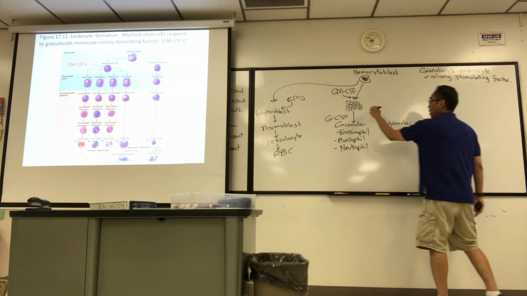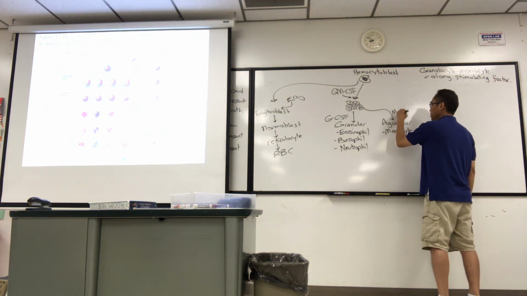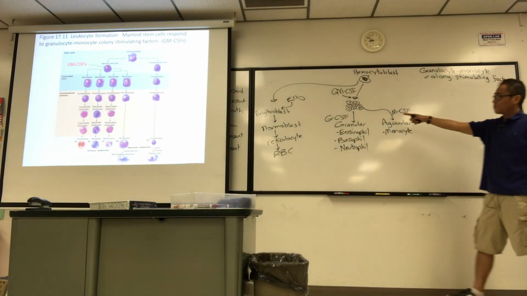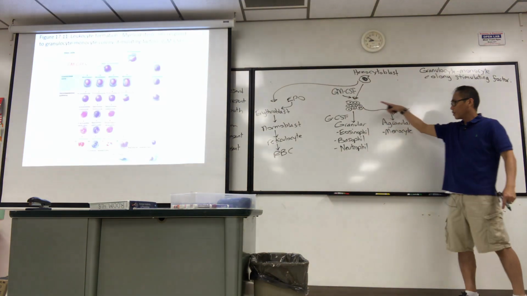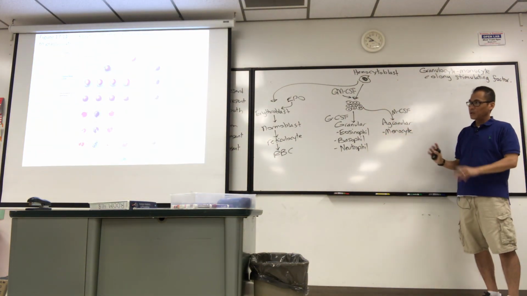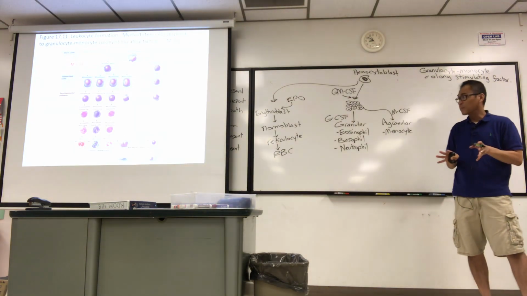Now, to get to the agranular side, you need MCSF, monocyte colony stimulating factor, to get you out of this colony forming unit here. And anyways, the ones that have little dashes next to them, these are the mature cell types that enter the bloodstream to fight infection. That's your buffy coat, right?